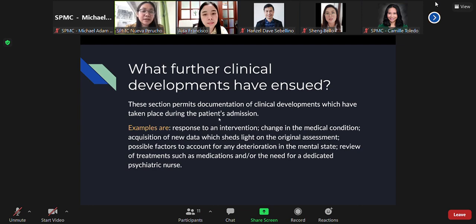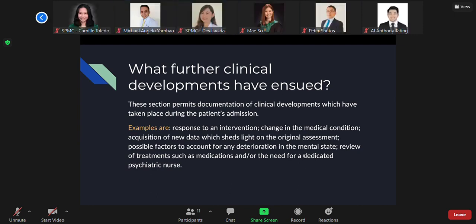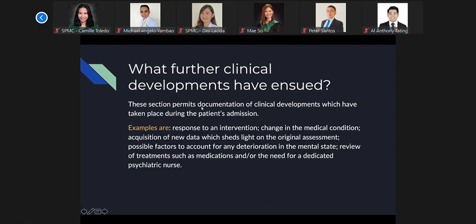Then, this next part will be: what further clinical developments have ensued. This regards the follow-up consults. This section permits documentation of clinical developments which have taken place during the patient's admission. For example, the response of the patient to the current intervention, the change in the medical condition, acquisition of new data which sheds light on the original assessment, and possible factors to account for any deterioration in the mental state. It can also include the review of treatments such as medications or the need for a dedicated psychiatric nurse. So, this is for the follow-ups.